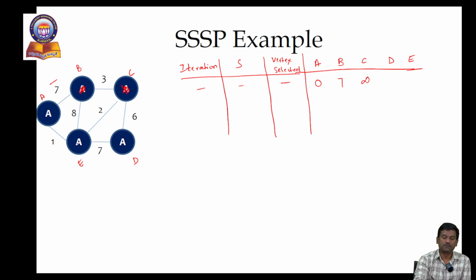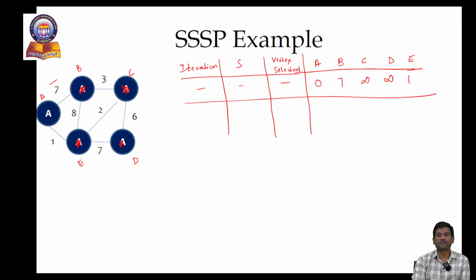So there is no direct edge associated with C. Directly we cannot reach C, so that is set as infinity. From A, can we reach D directly? Is there any direct edge? There is no direct edge associated. Similarly, from A to reach E, there is an edge associated, with the edge cost equal to 1.